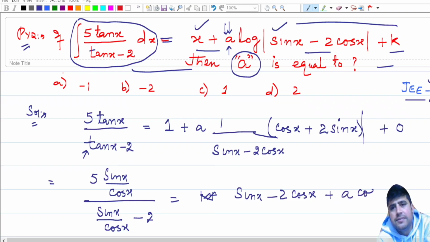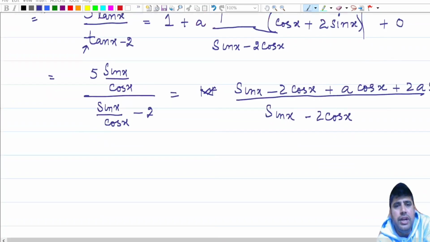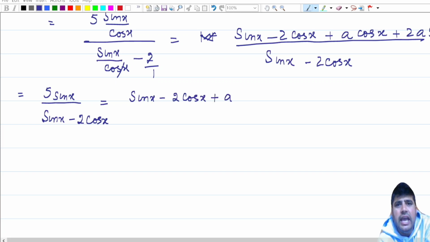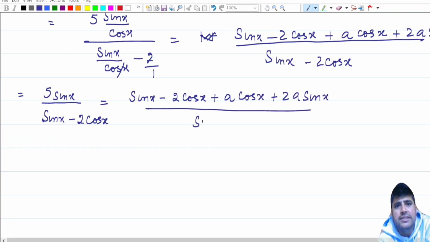Then plus a cos x plus 2a sin x, divided by sin x minus 2 cos x. Proceeding further, cross multiplying, this will be 5 sin x, cancelling the cos x with the cos x, equal to the RHS: sin x minus 2 cos x plus a cos x plus 2a sin x, divided by sin x minus 2 cos x. Now this denominator will cancel out this denominator, so 5 sin x is equal to this whole expression.